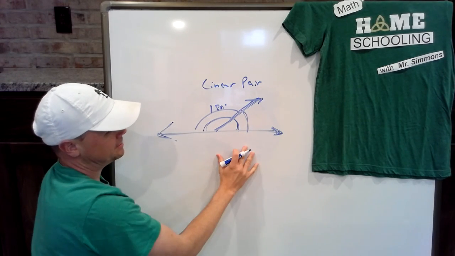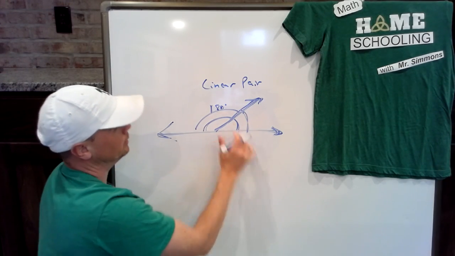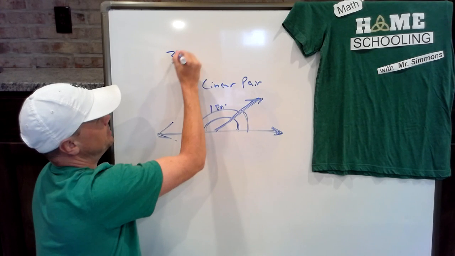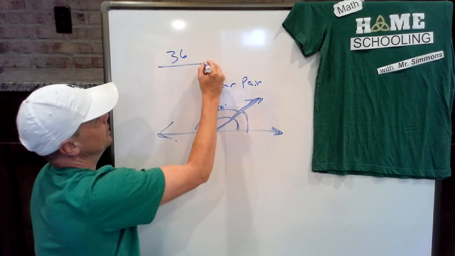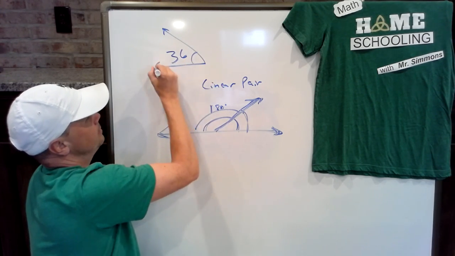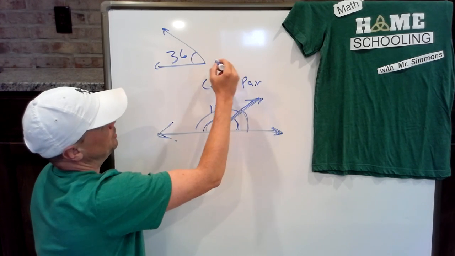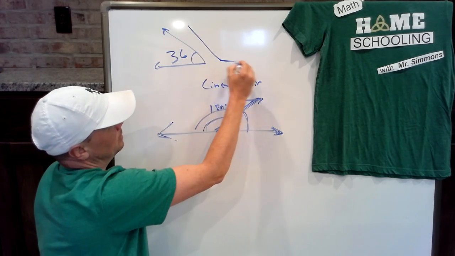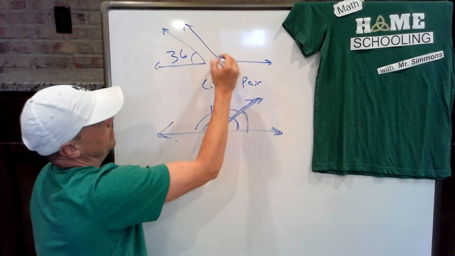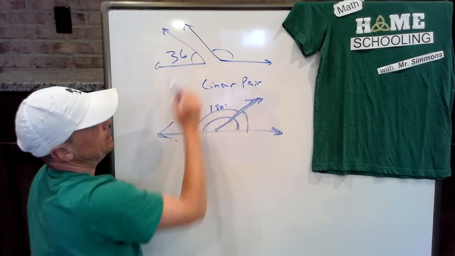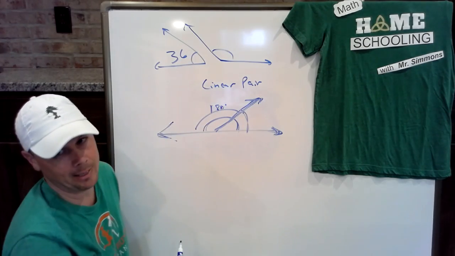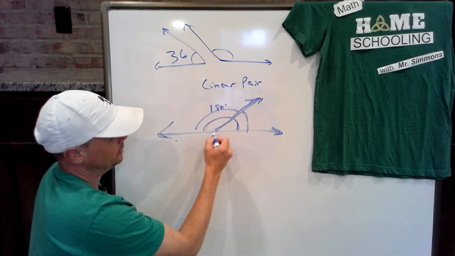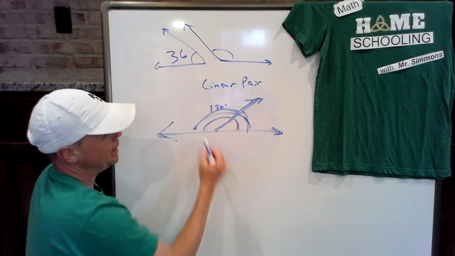Okay? So that's a special type of supplementary angle, because even if you just had a 36-degree angle over here and you had another much bigger angle separate from that, these two angles could be supplementary if they add up to 180. They don't have to be connected like this one is. This is going to be a linear pair.